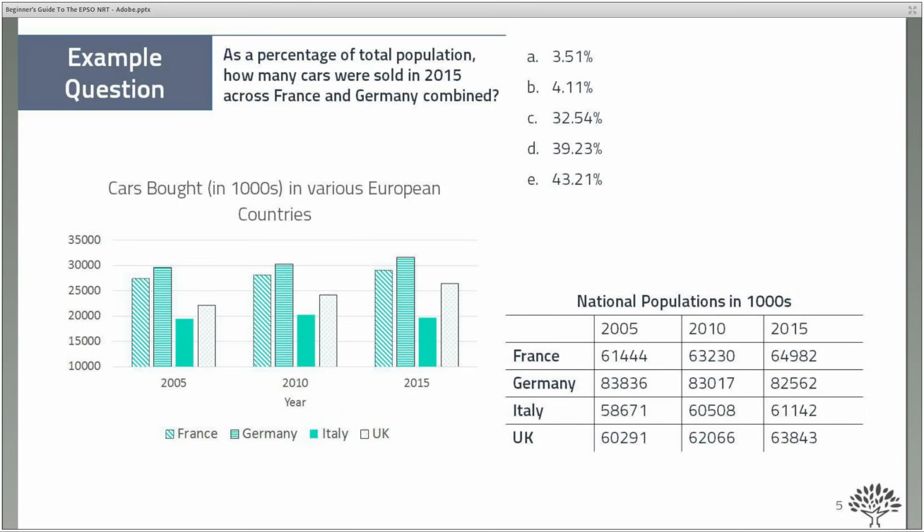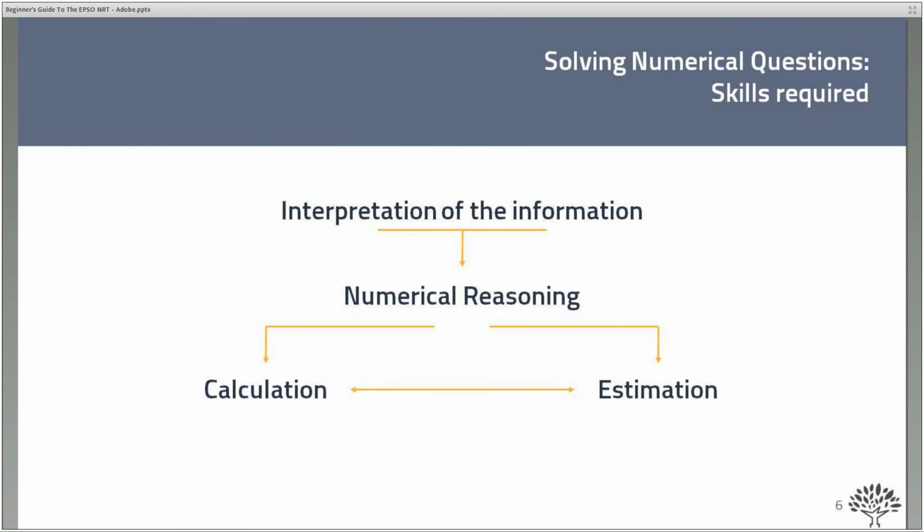Just wanted to give you an introduction because when we start talking about the concepts behind these questions, I want you to know what it will look like in practice.